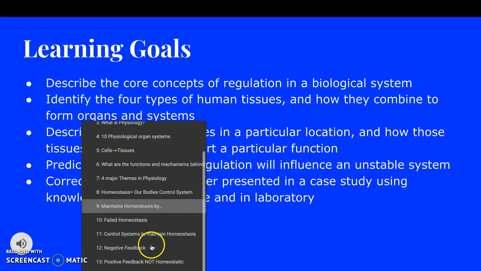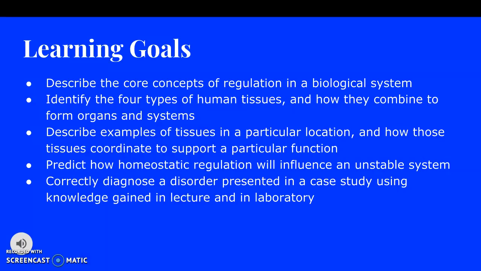And then we're going to describe and diagnose a disorder presented in a case study. We'll look at a real life example of something that happens in our bodies, and talk about that in relation to labs. We'll use what we learned in this lecture in lab to diagnose a real life illness that could be related to diabetes or cystic fibrosis. So we're going to be describing those types of things.